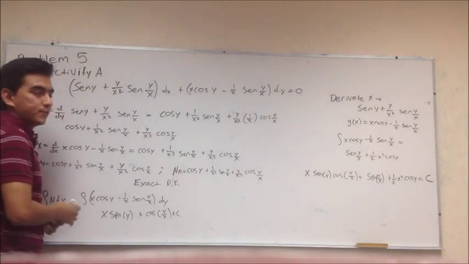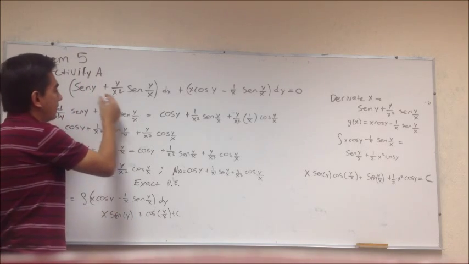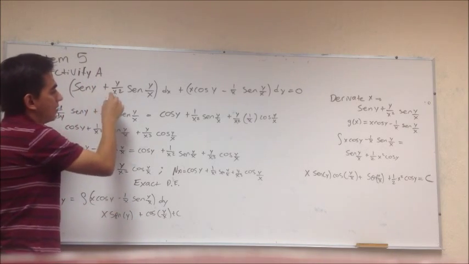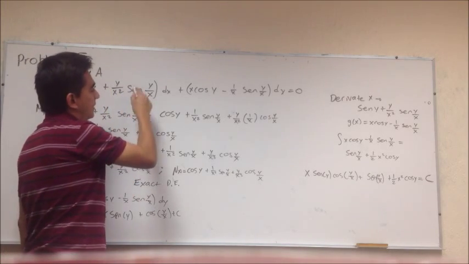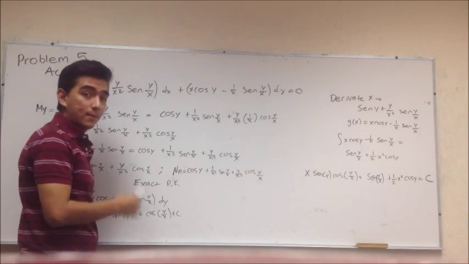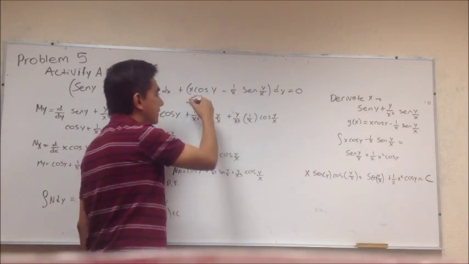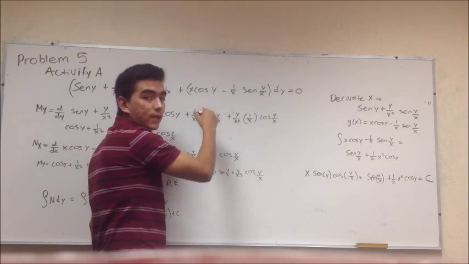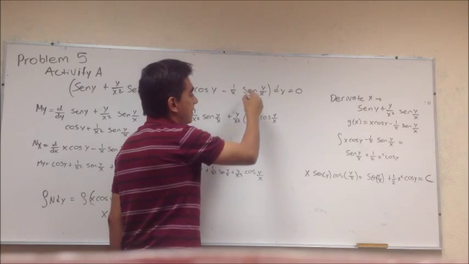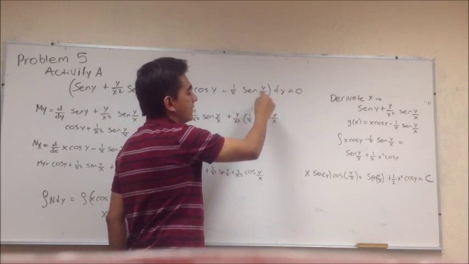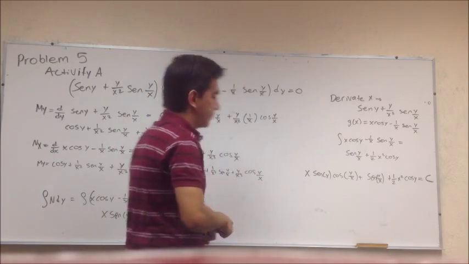Here I have our first problem of the activity A, problem number 5. We have sin of y plus y divided by x to the square multiplied by sin of y divided by x, all this with the dx. Then we have plus x multiplied by cosine of y minus 1 divided by x and multiplied by sin of y divided by x, all this by the differential of y equals to 0.